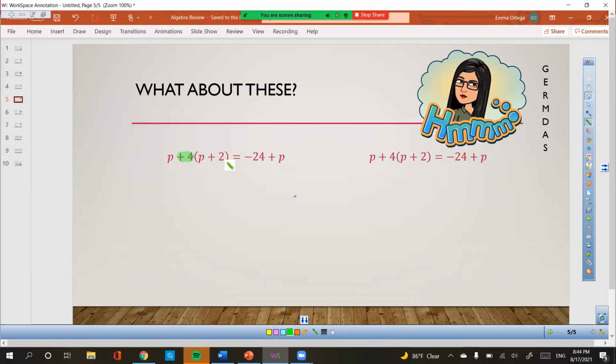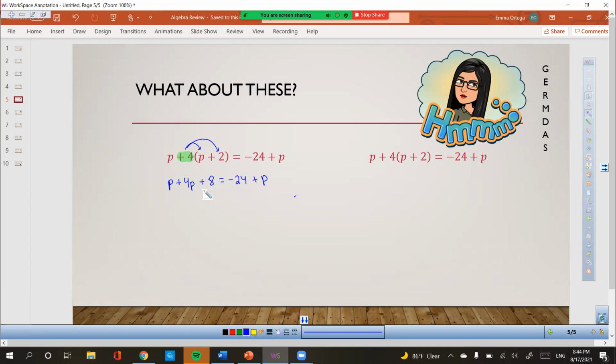So if you have parentheses, that means you're going to multiply the number that's right on the left with everything inside. To get rid of those parentheses, I'm going to have to multiply positive 4 times p and positive 4 times positive 2. Okay, now let's see what we get. Let me bring this down because we haven't touched this. We have p, and then positive 4 times positive p gives me a positive 4p, and positive 4 times positive 2 gives me a positive 8. And then we bring down the rest, equals negative 24 plus p.